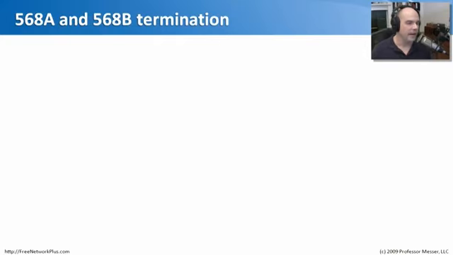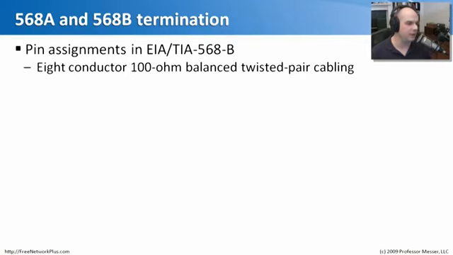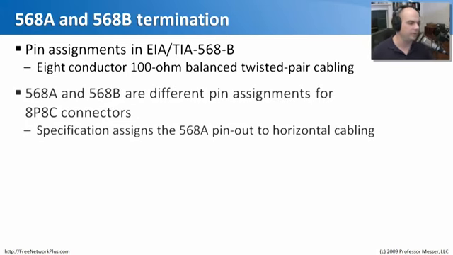You'll often be asked, are your networks terminated with 568A or are they terminated with 568B? So we need to understand what those two differences are. These come from standards that were created by the EIA-TIA 568B. These pin assignments are associated with 8-conductor, 100-ohm balanced twisted pair cabling. And that's the twisted pair that we commonly see in our networks today where you have the RJ45 connectors on both ends.